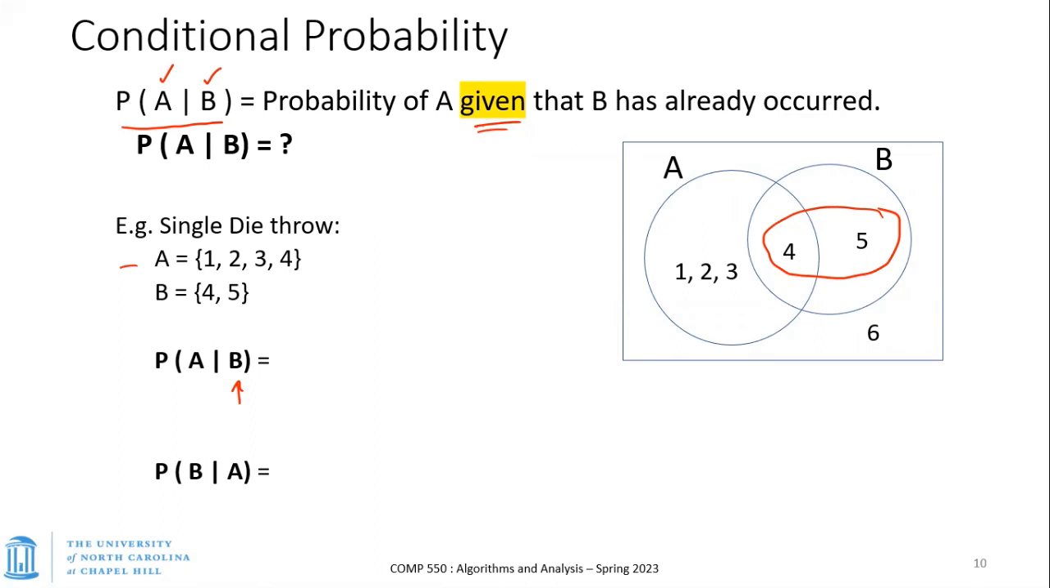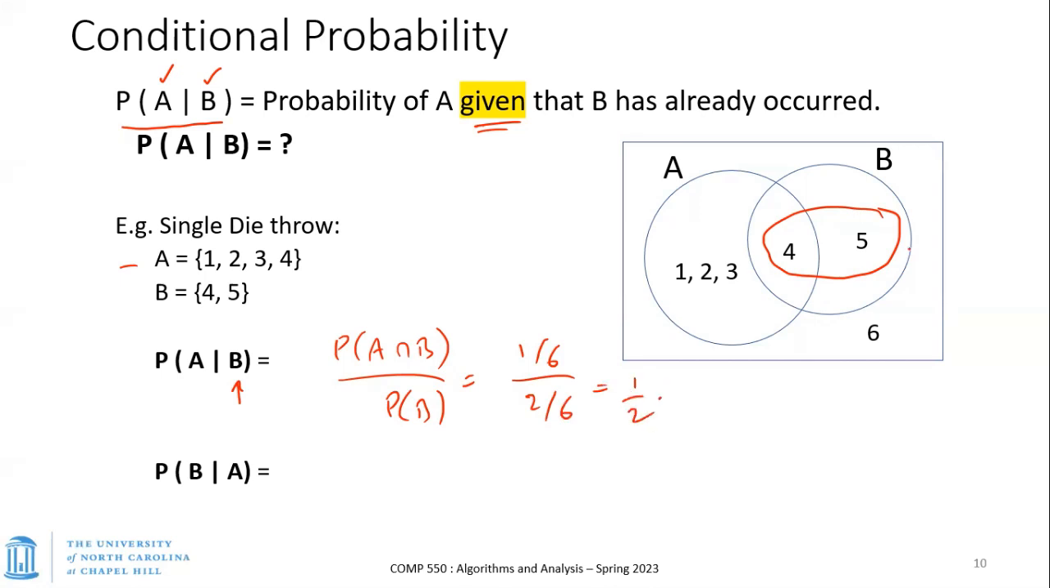The intersection of probability of A. Okay, very good. And what does that come out to? So it comes out to be probability of intersection B is 1/6, and probability of B is 2/6, and that comes out to be 1/2.